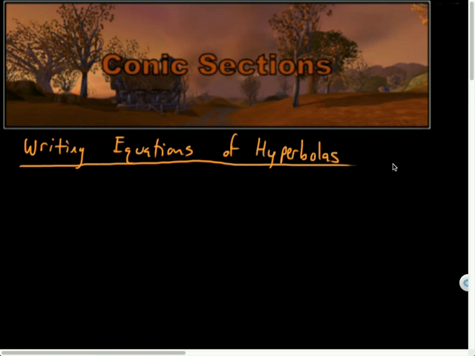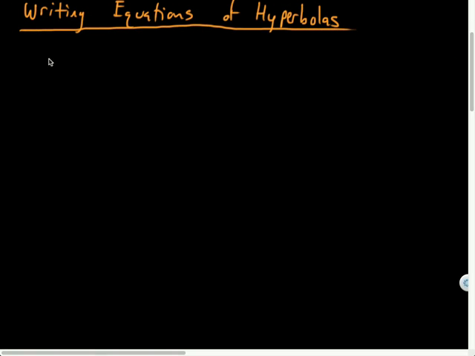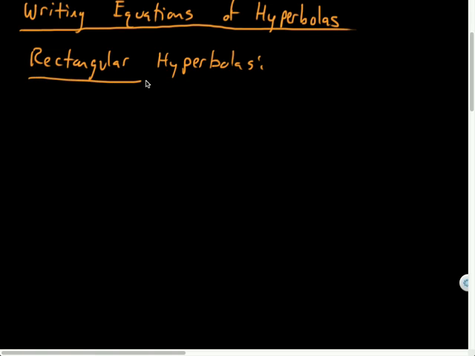But before I get into that, I actually want to talk about a special kind of hyperbola, which is called a rectangular hyperbola. Rectangular hyperbolas are hyperbolas that have been rotated like 45 degrees, I guess. And they are of this form.